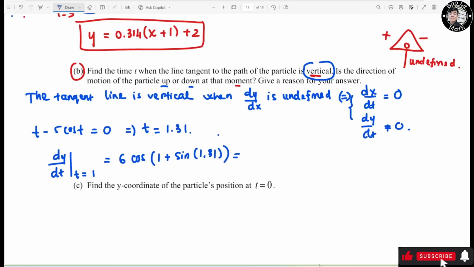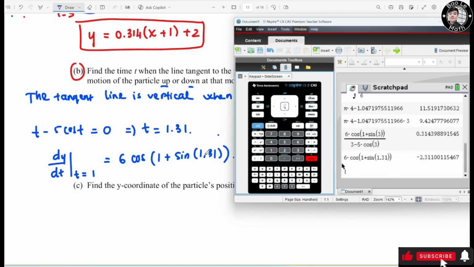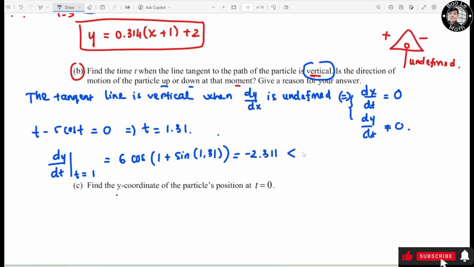Equals. We're going to bring up the calculator. Press Ctrl Enter. It's going to be negative 2.311, which is less than 0, right? So the y coordinate is decreasing, right? And the particle is moving down at that moment.